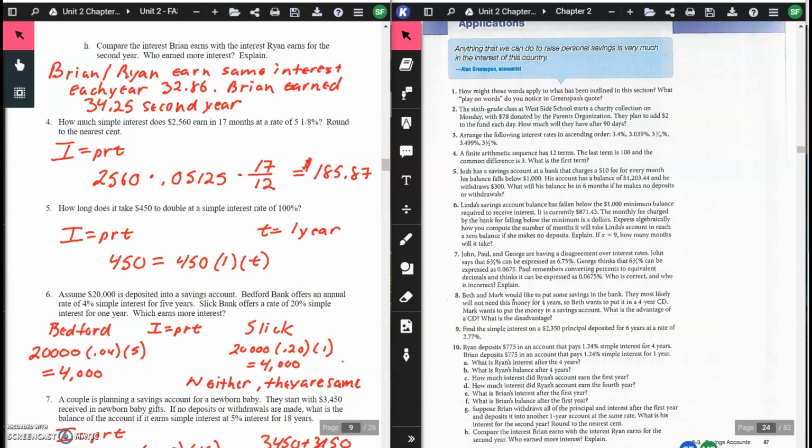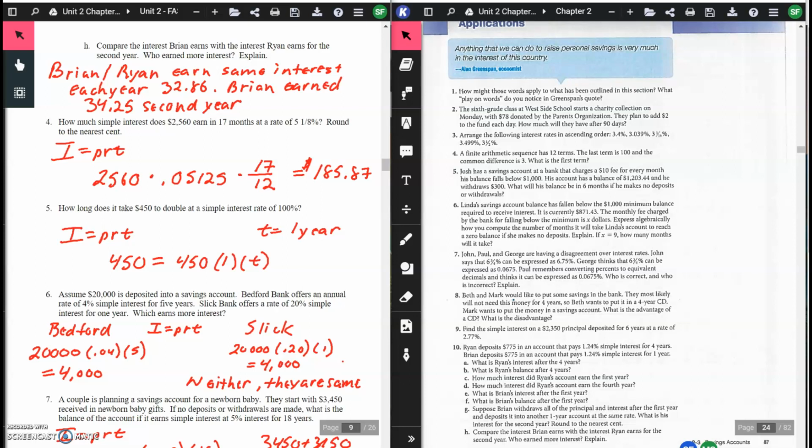Okay, question 5. How long does it take $450 to double at a simple interest rate of 100%? So here we know our interest is going to be $450. So I is going to be $450, okay, because that's how much interest we want to get. Equals your initial principal of $450 times 100% as a decimal is 1 times T.